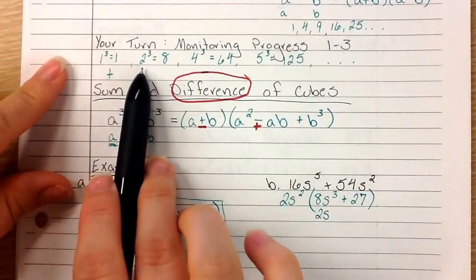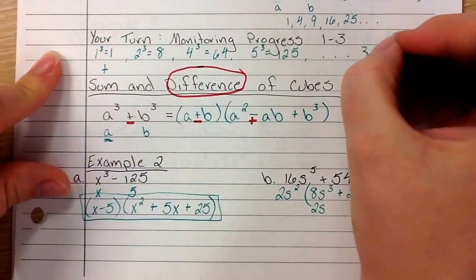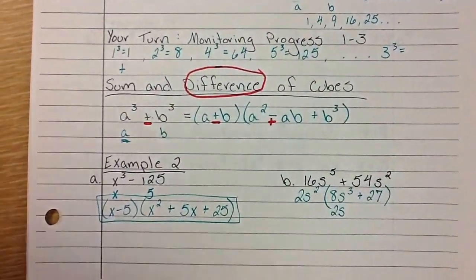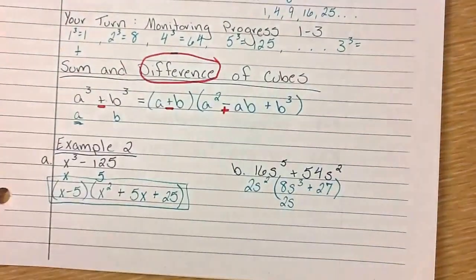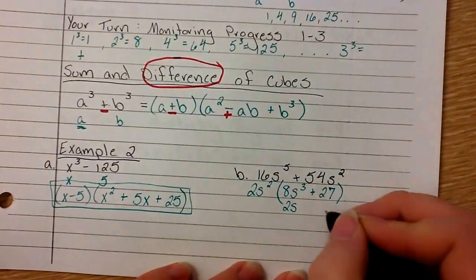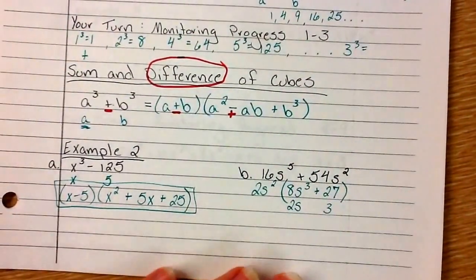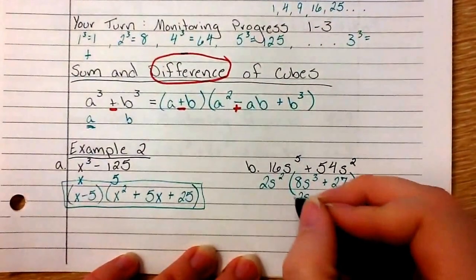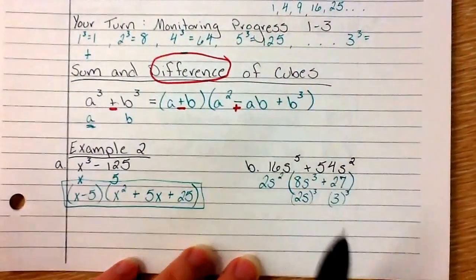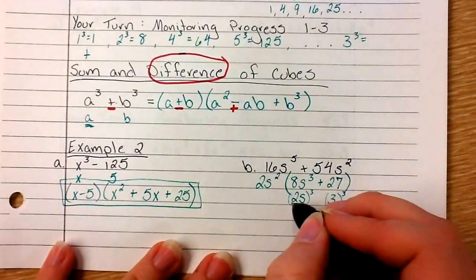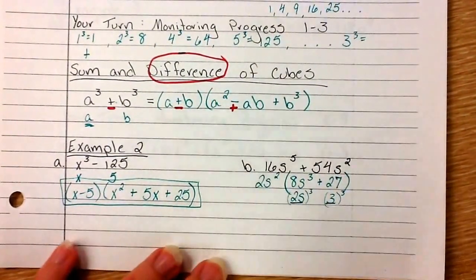You notice up here I didn't write down 3. So let's double check, what is 3 cubed? So in our calculator we go, 3 cubed is 27, because 3 times 3 times 3 is 27. So this is the cube of 3. So 2s cubed is that, and then 3 cubed is that. So these are both a sum of cubes. So that means I can factor them.